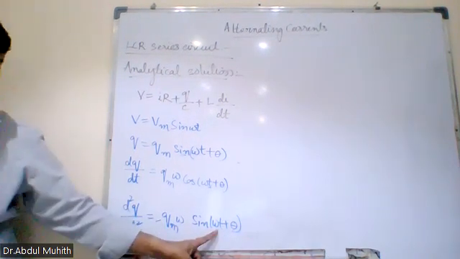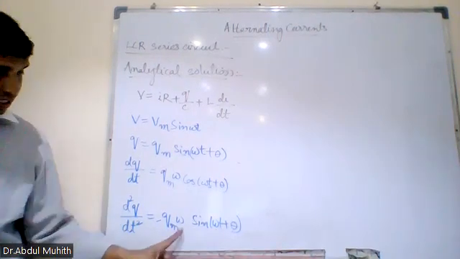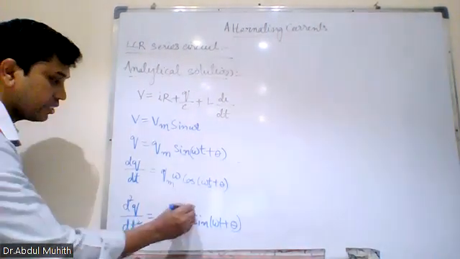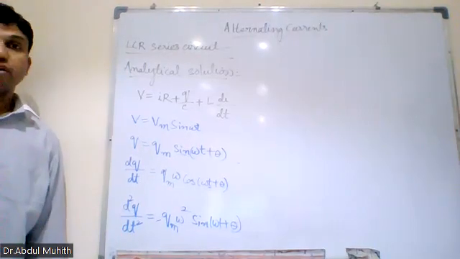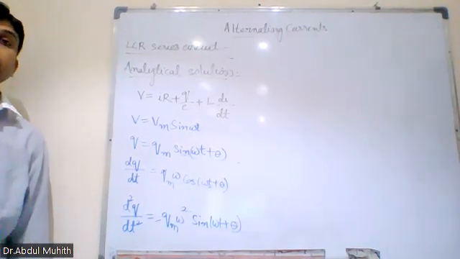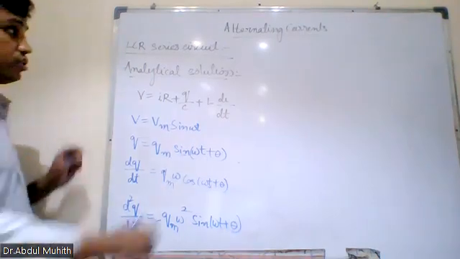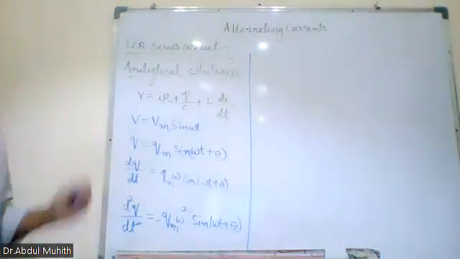Omega t plus theta का derivation क्या है? Omega. Multiply that omega with this omega. That will become omega square. Is that clear now? Okay, so we got this solution.